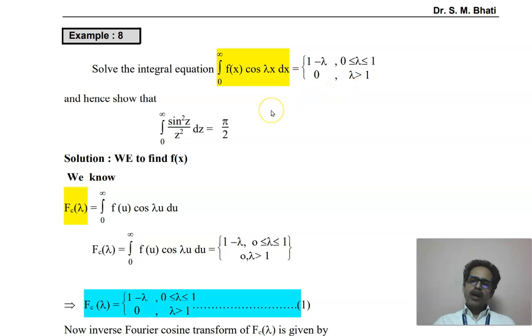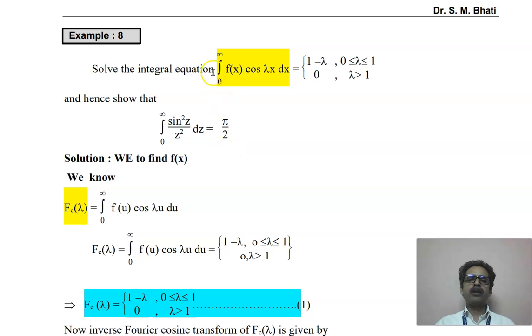Now you know a differential equation. An equation containing derivatives is called a differential equation. Likewise, an equation containing an integral is called an integral equation. So remember, to solve this integral equation, that is to obtain the value of small f of x which satisfies this equation. And what is the second part? And hence show that integration from 0 to infinity sine square z upon z square dz is pi upon 2.